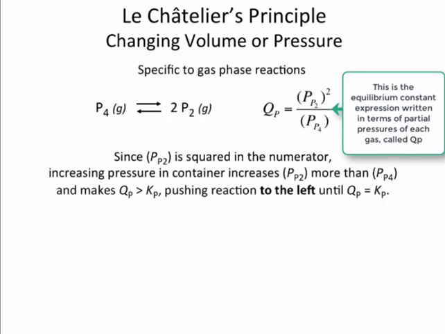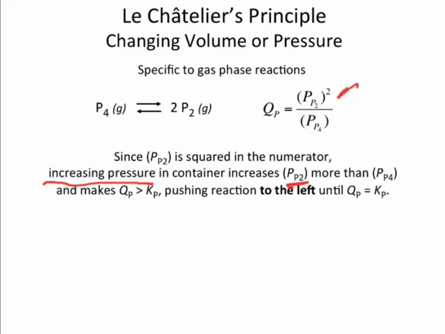So the pressure of the product here is squared in the numerator. So if you increase the pressure, well, that's going to increase the partial pressure of both of these, but it's going to affect your number on top much more because it gives you the square of that change. So then it'll make this bigger. You're going to make Q bigger if you increase the pressure. And all right, Q bigger than K, that means you're going to push your reaction back to the left.